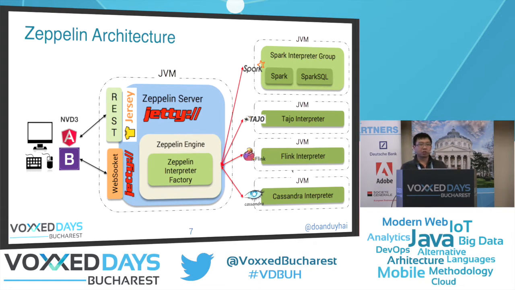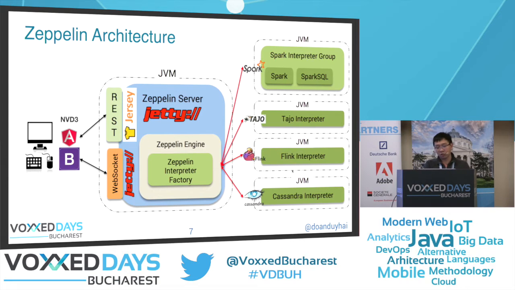But in fact, Zeppelin is just a proxy server. Zeppelin does not perform the logic for you. The logic is inside each interpreter. That's what we call an interpreter. Here we have a Spark interpreter to execute Spark code. You have a Cassandra interpreter to execute Cassandra code. And you can have many different interpreters.